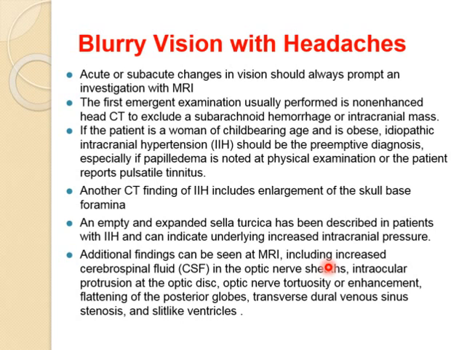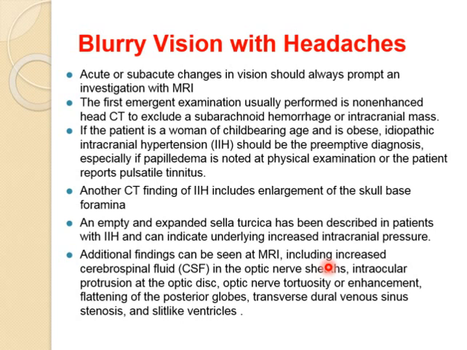Blurry vision and headaches may be an acute or subacute presentation and should be investigated thoroughly with MRI. The first emergent examination is a non-enhanced CT to exclude subarachnoid hemorrhage or intracranial masses. If the patient is a woman of childbearing age who is obese, idiopathic intracranial hypertension should be excluded, especially if papilledema is present on physical examination, with pulsatile tinnitus.